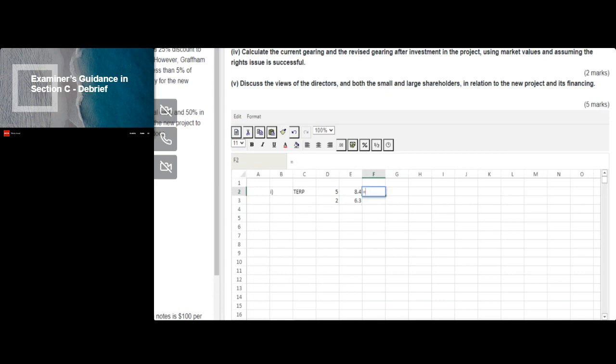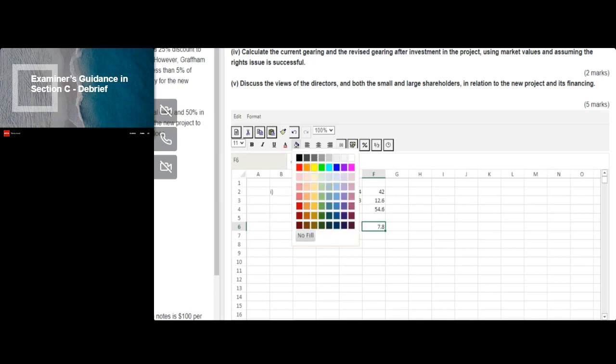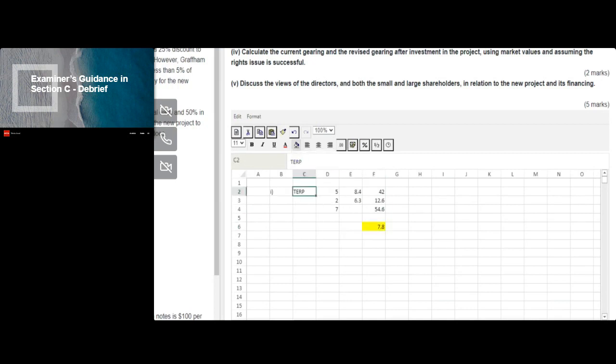We then simply multiply the existing number of shares by the share price and do the same, copy that down to the rights shares. We then sum those up and we divide by 7, which is the sum of the 5 and the 2. 54.6 divided by 7. And that's $7.8. Highlight it so the examiner knows that's your answer. Highlight TERP so they know that's your answer. And there you have it. That's quickly and efficient for 2 marks.